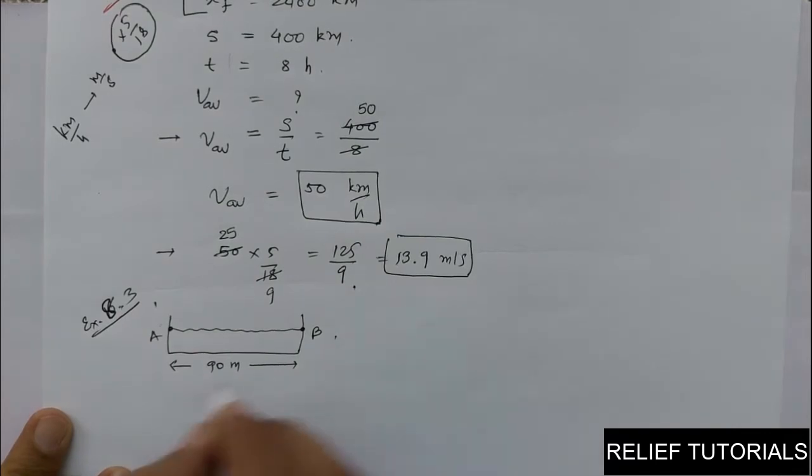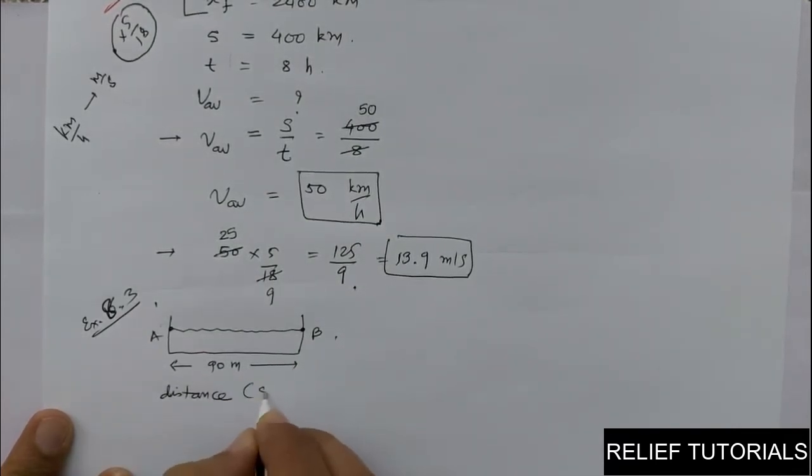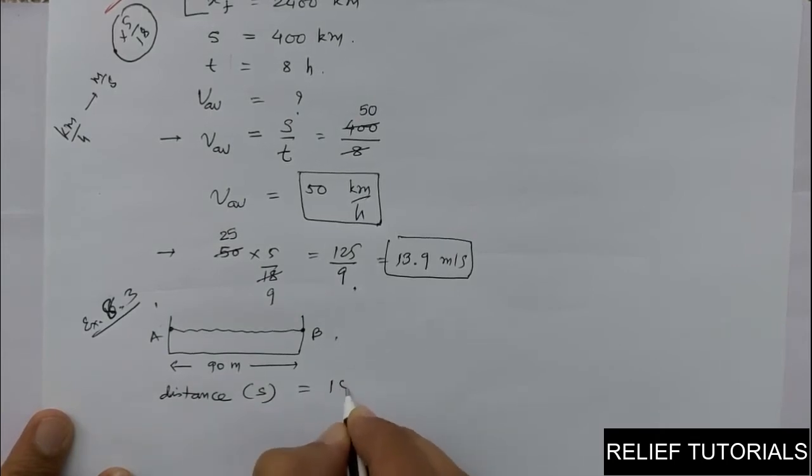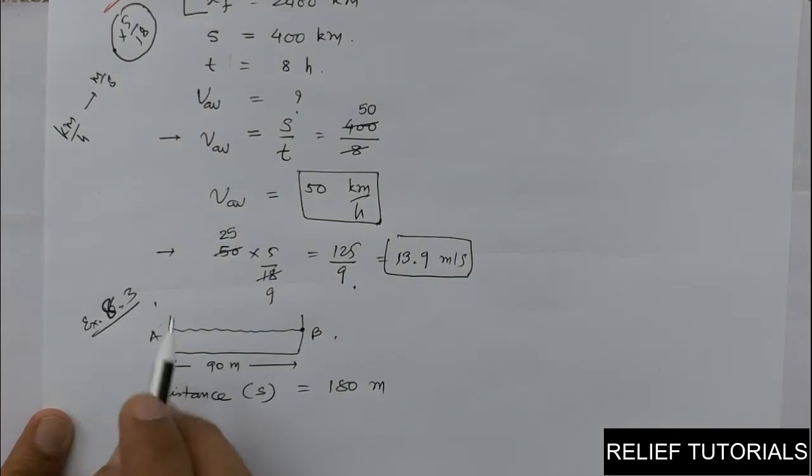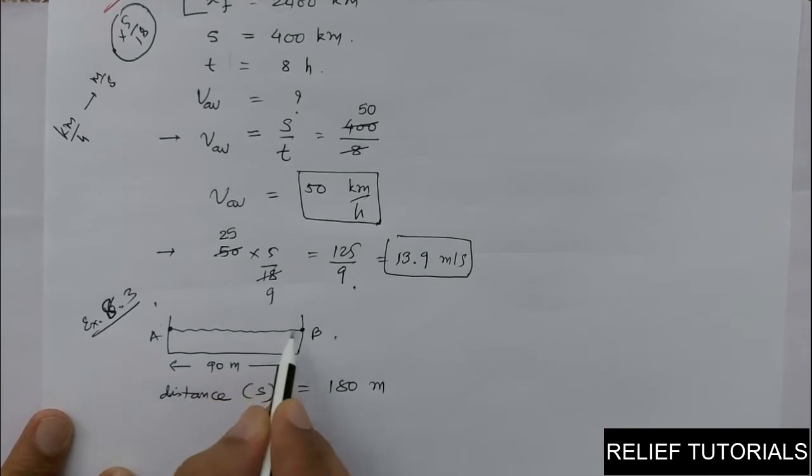So can I make a list like this? The distance traveled is 180 meter from one end to other and back along the same straight path. Distance. Now, if you see that she starts swimming from A, goes to B and comes back to A.